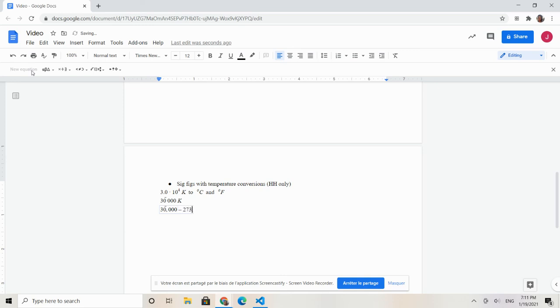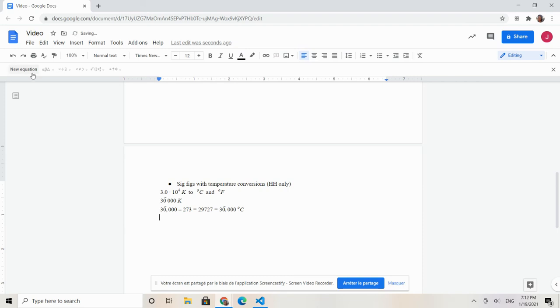To do so, I'm just going to subtract 273. When you first put this into your calculator, you're going to get 29,727. But I need to round that to the 1,000 place. This 273 is a constant, so I'm going to round to the most precise digit, which is this 0 on my least precise measurement, my only measurement, the 30,000. So this is actually going to be 30,000 degrees Celsius. Sometimes that will happen. It's only going to happen with really big numbers.